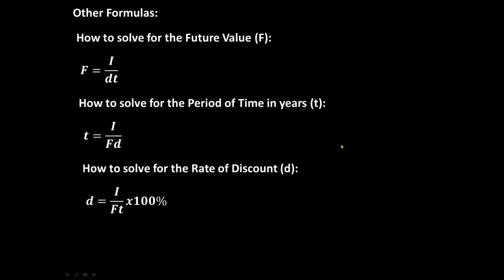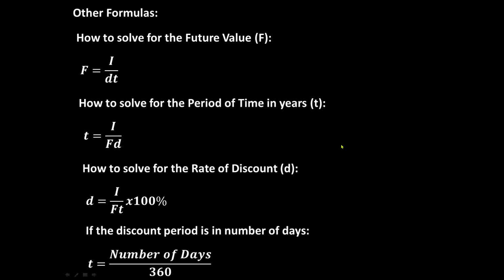Pag may triangle ka lang, madaling tandaan yung mga yan. Hindi niyo kailangan kabisaduhin o i-memorize. Drawing ka lang ng triangle, marerecall ninyo yung mga formula at masusulat ninyo ng mabilis. If the discount period is a number of days, i-divide mo lang ng 360 para ma-convert mo yung number of days sa years.